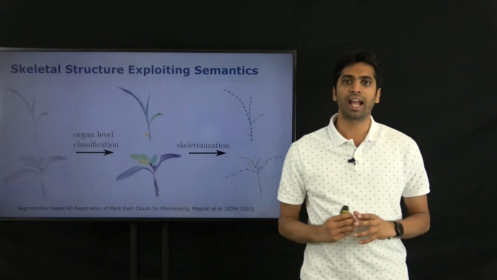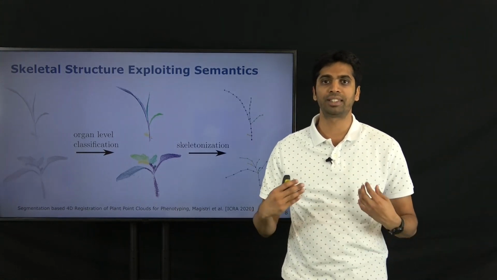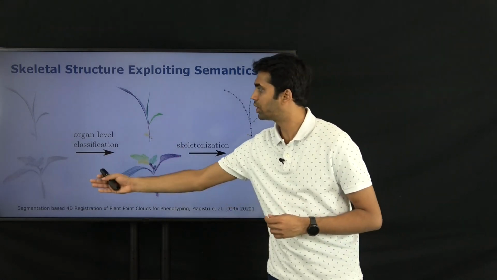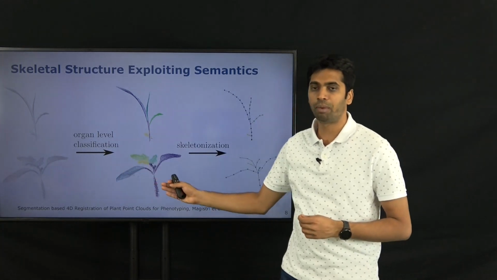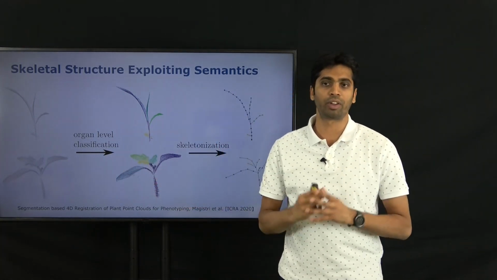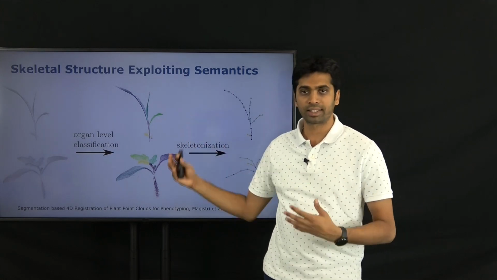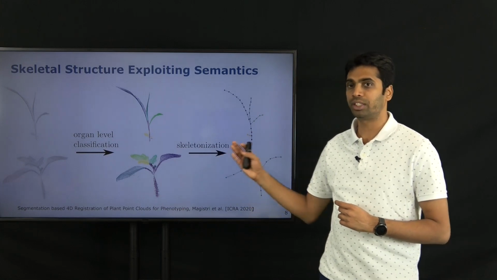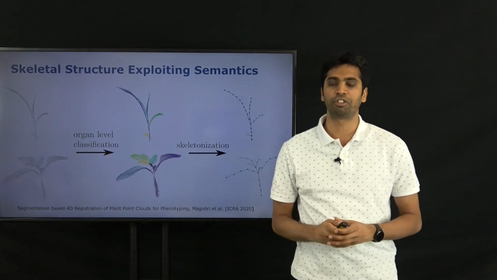So we look at exploiting the semantics of the plants in order to drive the skeletonization process. What we do in our work is to have a two-step process. We start out with the raw point cloud. In the first step, we compute the semantics at an organ level or at a part level, which means we figure out what are the leaves, what are the stem, etc. And then once we have this information, we do the skeletonization depending on this semantic information.